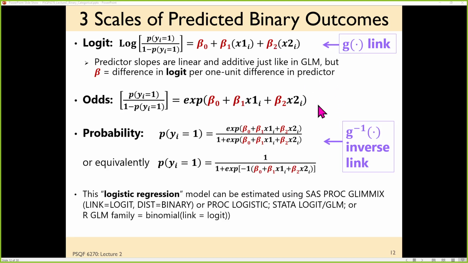So all three of these would lead to the same conclusions, but the difference is in the metric we're talking about. Logits are continuous and symmetric. 0 is the midpoint for 50-50 probability. Odds are only continuous in the positive direction. They stop at 0, and the neutral point in odds is 1. Probability is bounded on both sides, and the neutral point is 0.5.